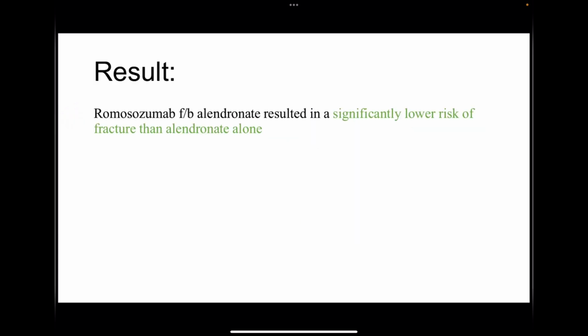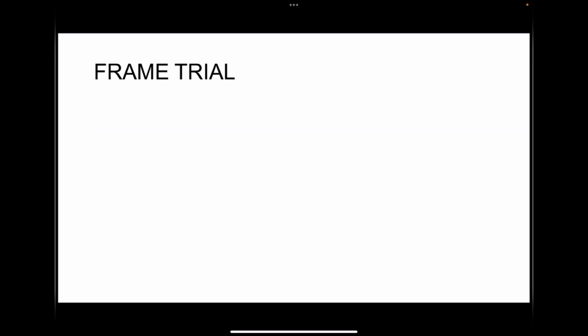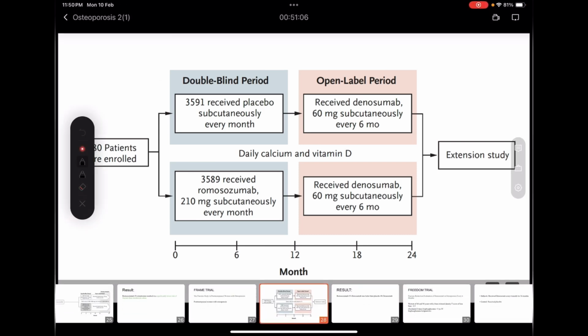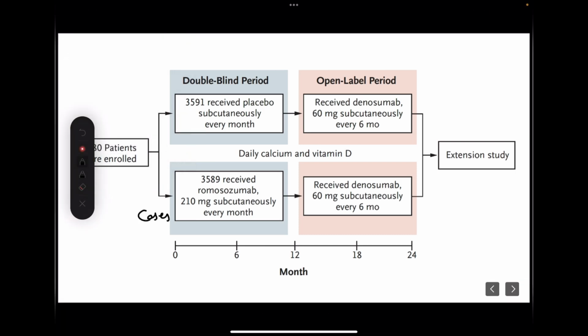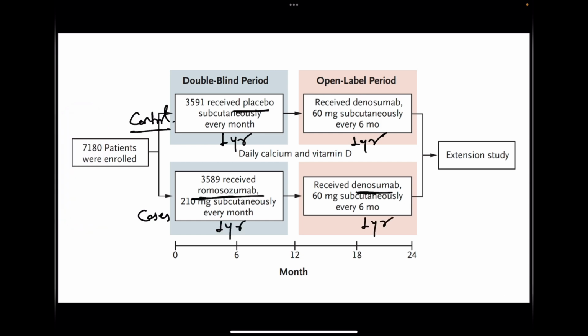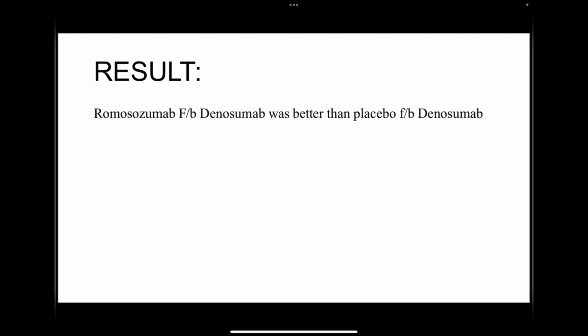And when they compared these two groups, romosozumab followed by alendronate was a better combination than alendronate only. So coming to the FRAME trial, the same study in postmenopausal women, but this time the postmenopausal women were not high risk. In this case, they have cases over here and controls over here. In control, they have given placebo subcutaneously for 1 year, followed by denosumab for 1 more year. But in cases, they have given romosozumab for 1 year, followed by denosumab for 1 year. And definitely, the results were romosozumab followed by denosumab was better than placebo followed by denosumab.